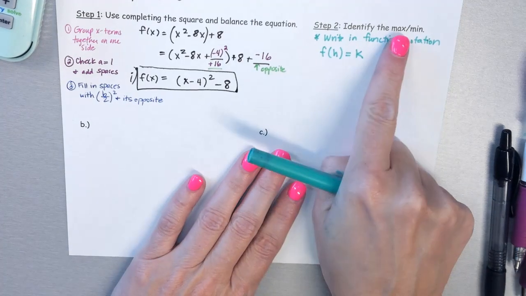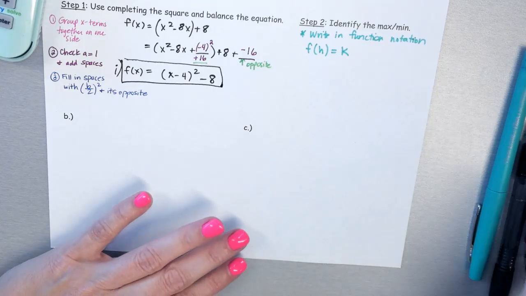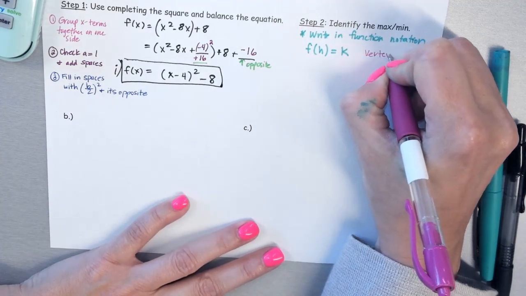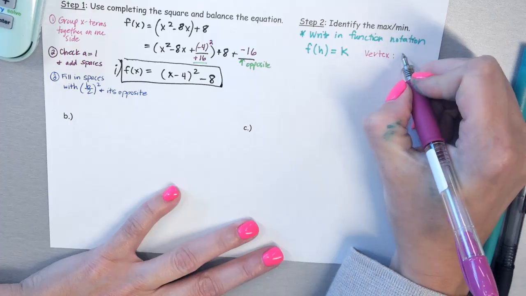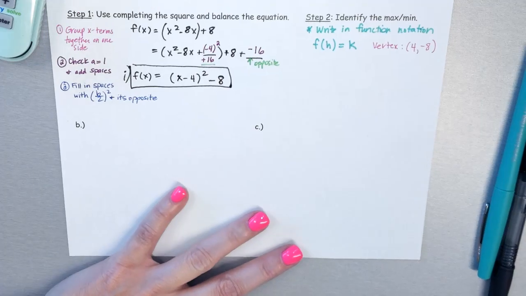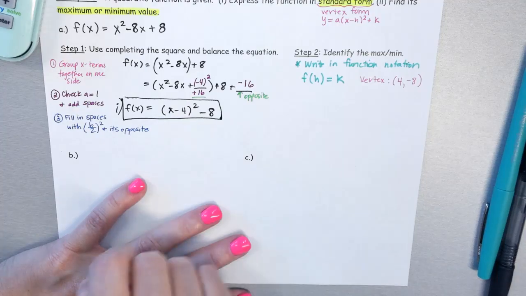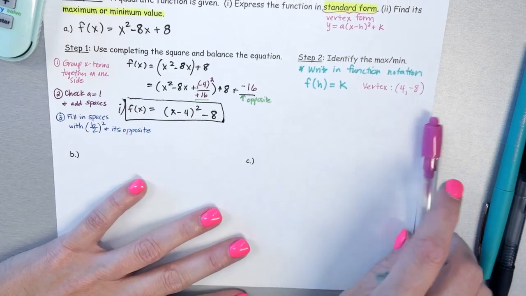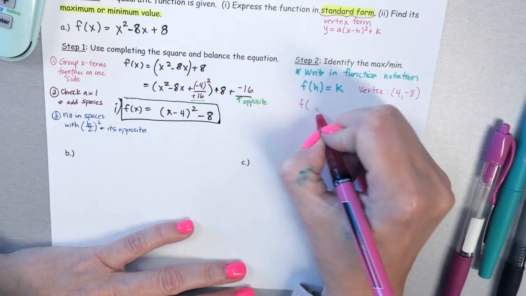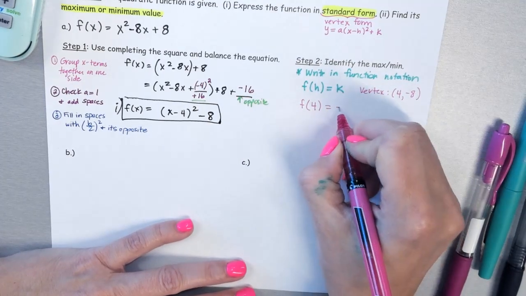So your function notation for the max and the min, this is going to be your vertex. Okay, so the vertex, which you can see from your equation, is positive 4, negative 8. This is your h and your k. Remember that your h value is always the opposite of what you see here. So when we write out our final answer, we're just going to write f of 4, which is our h, equals our k value.